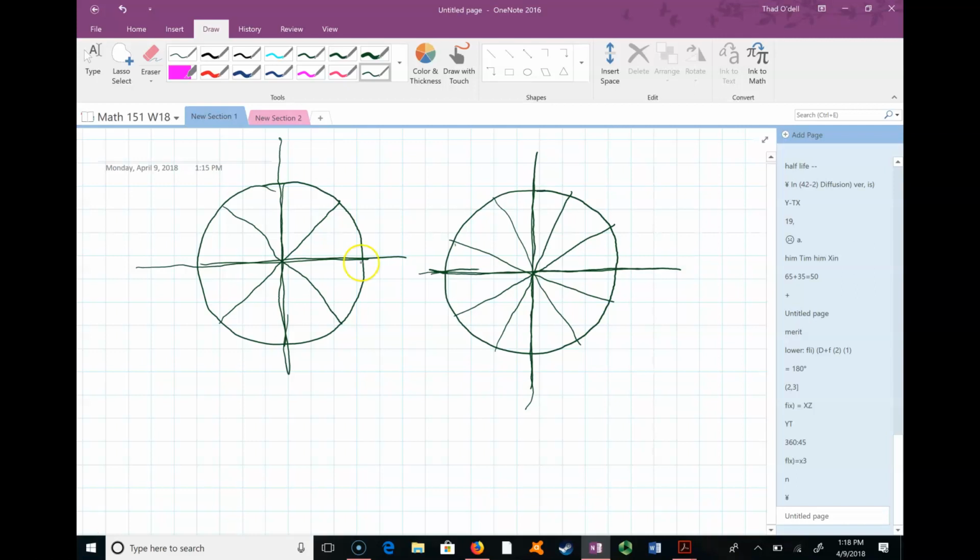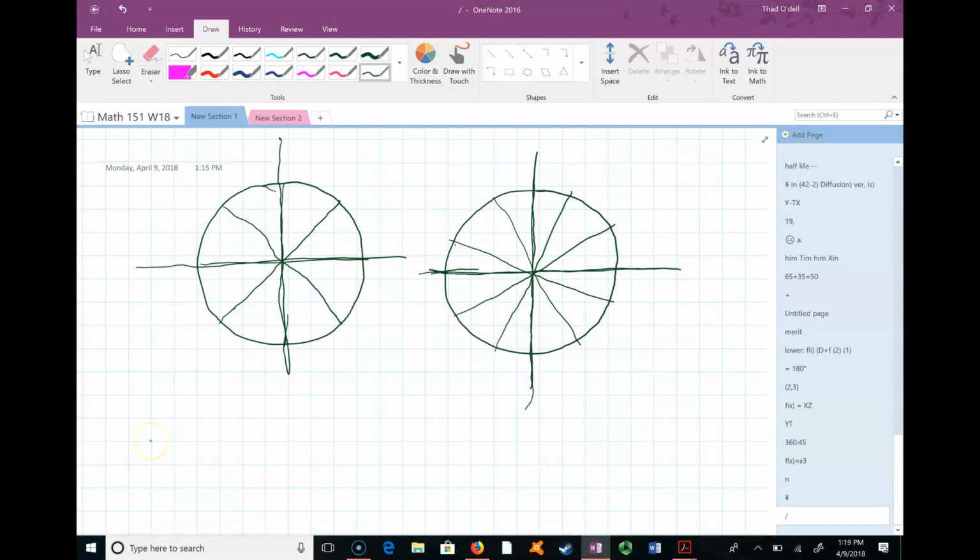5 pi over 4 would be 1 pi over 4, 2 pi over 4, 3 pi over 4, 4 pi over 4, 5 pi over 4. So it'd be right here. That would be 5 pi over 4. So anyway, hopefully you've been practicing that. If you don't know what I'm talking about, you need to go back and watch the video on Canvas.